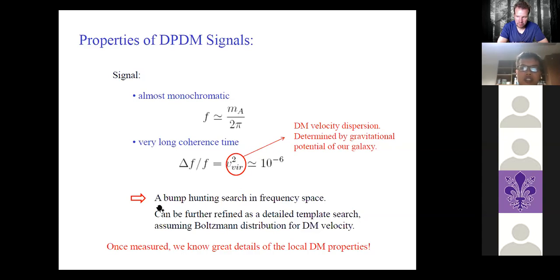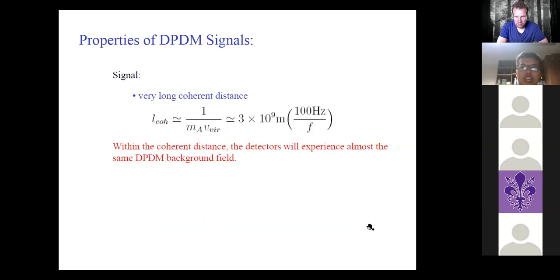And this bump hunting search can be further refined as a detailed template search if we know the shape of the signal, assuming, for example, the Boltzmann distribution for the dark matter velocity. And that's what we are doing now.